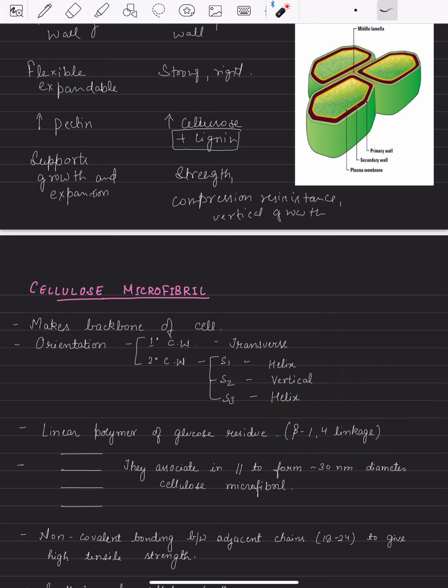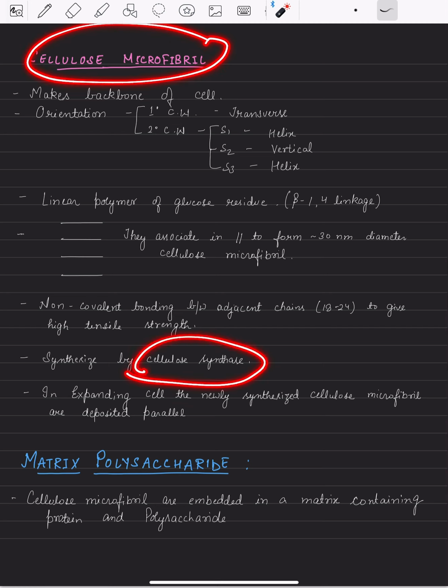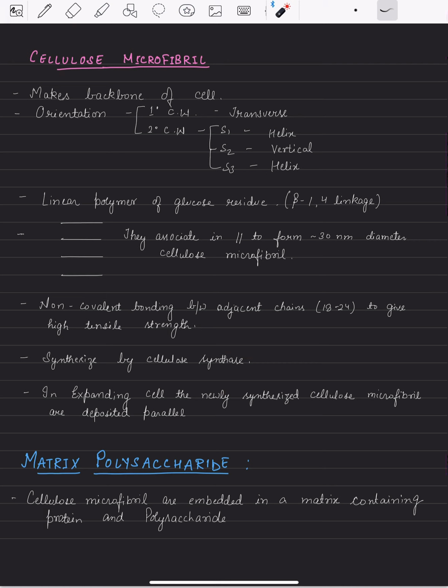You can see here how they are arranged, a parallel arrangement is there, and these two microfibrils, meaning adjacent microfibrils, adjacent chains, are attached with non-covalent bonding. So this is again an important point. This cellulose microfibril is synthesized by an enzyme known as cellulose synthase. When newly synthesized cellulose microfibrils are formed, they are deposited in parallel. You can just see the arrangement here.